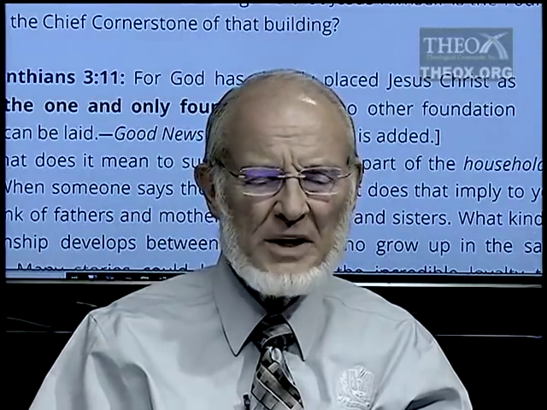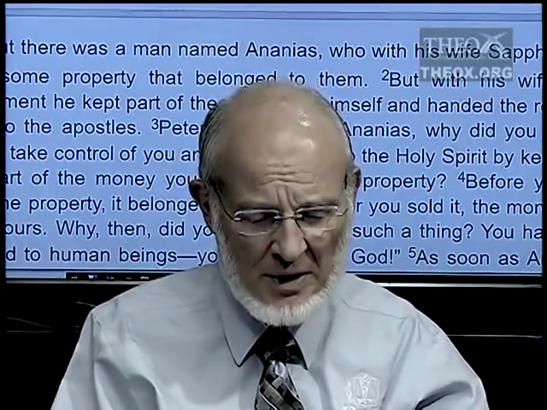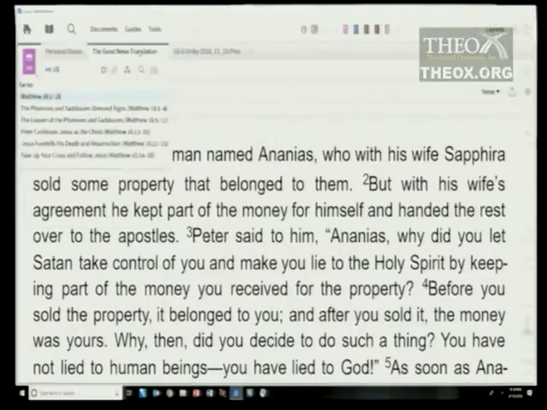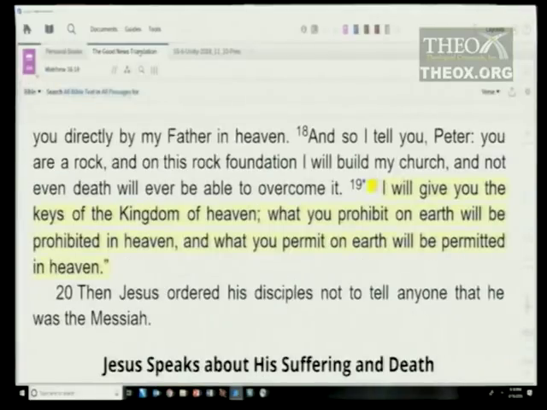I thought Jesus contradicted that one time. Remember what it says in Matthew 16? Is that a contradiction? Hold on here. Let's go to Matthew 16, verse 18. And so I tell you, Peter, you are a rock, and on this rock foundation I will build my church, and not even death will ever be able to overcome it. Doesn't that tell us that the rock the church is built on is Peter?